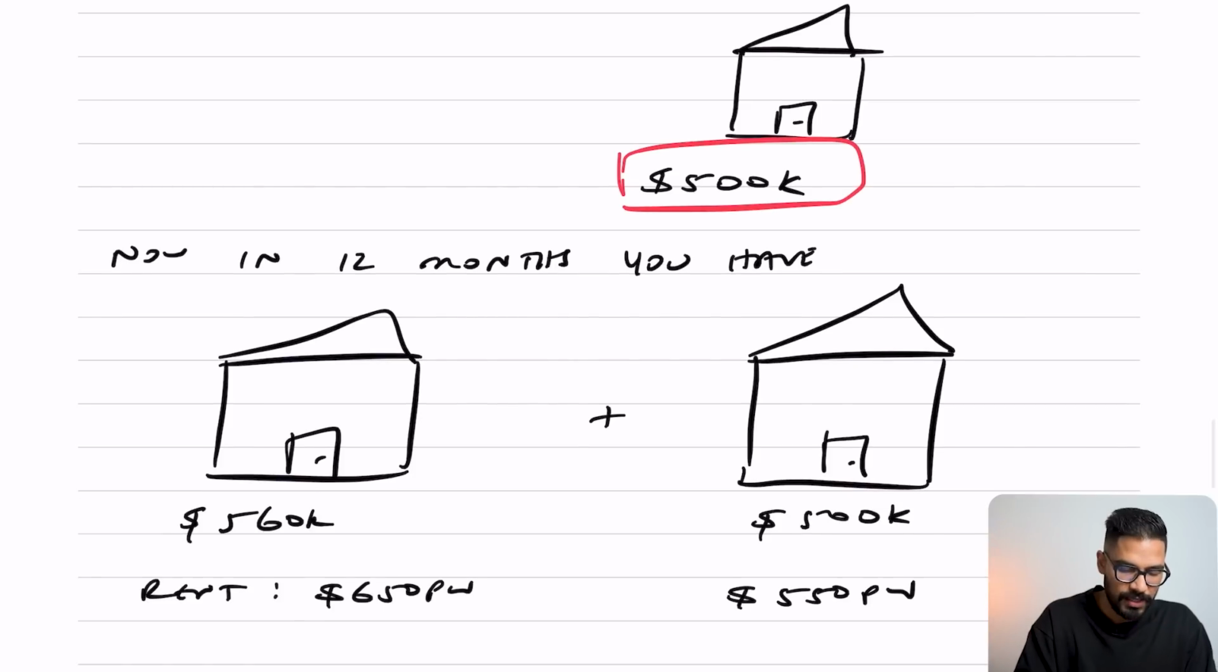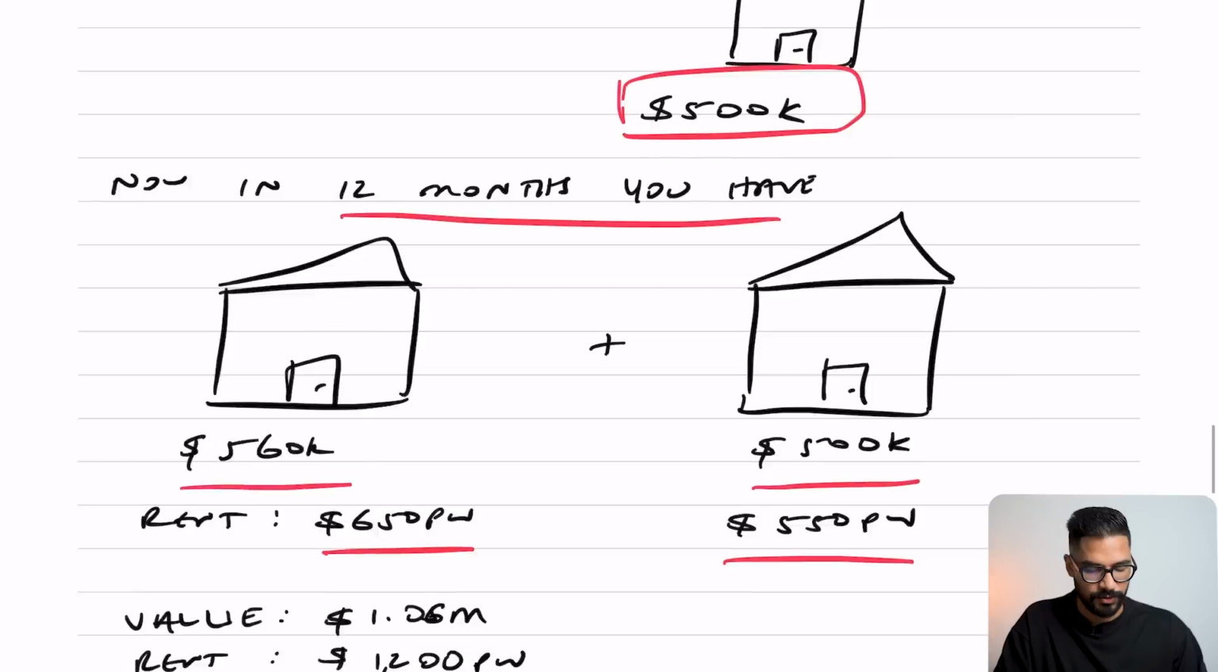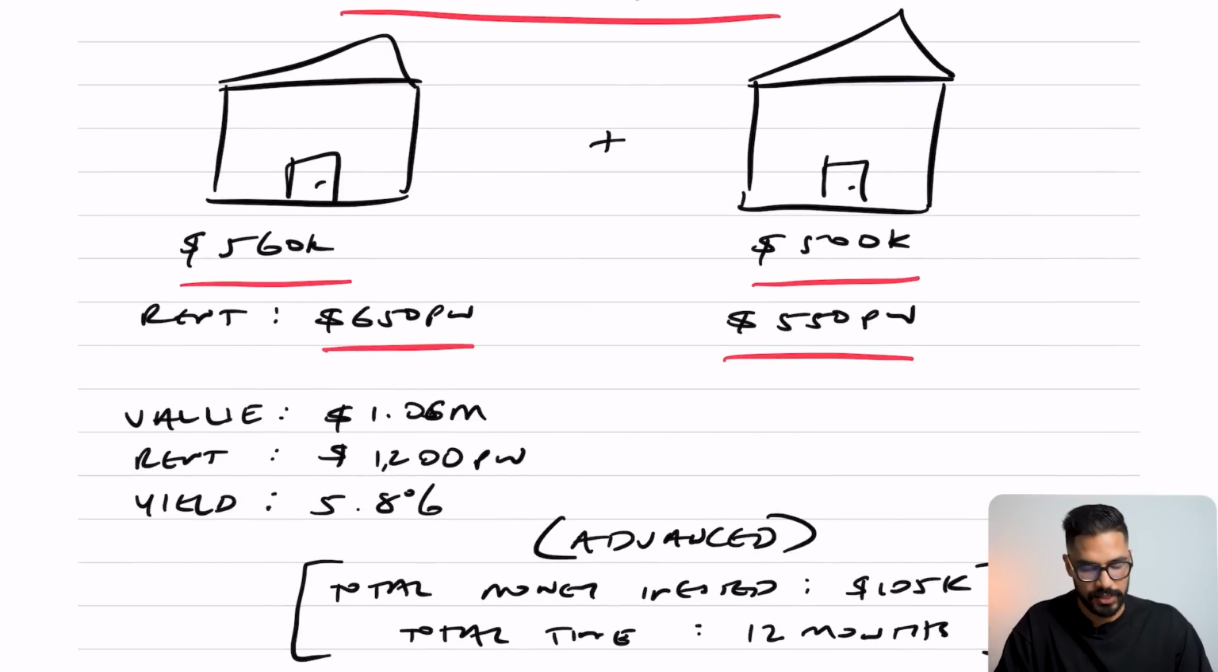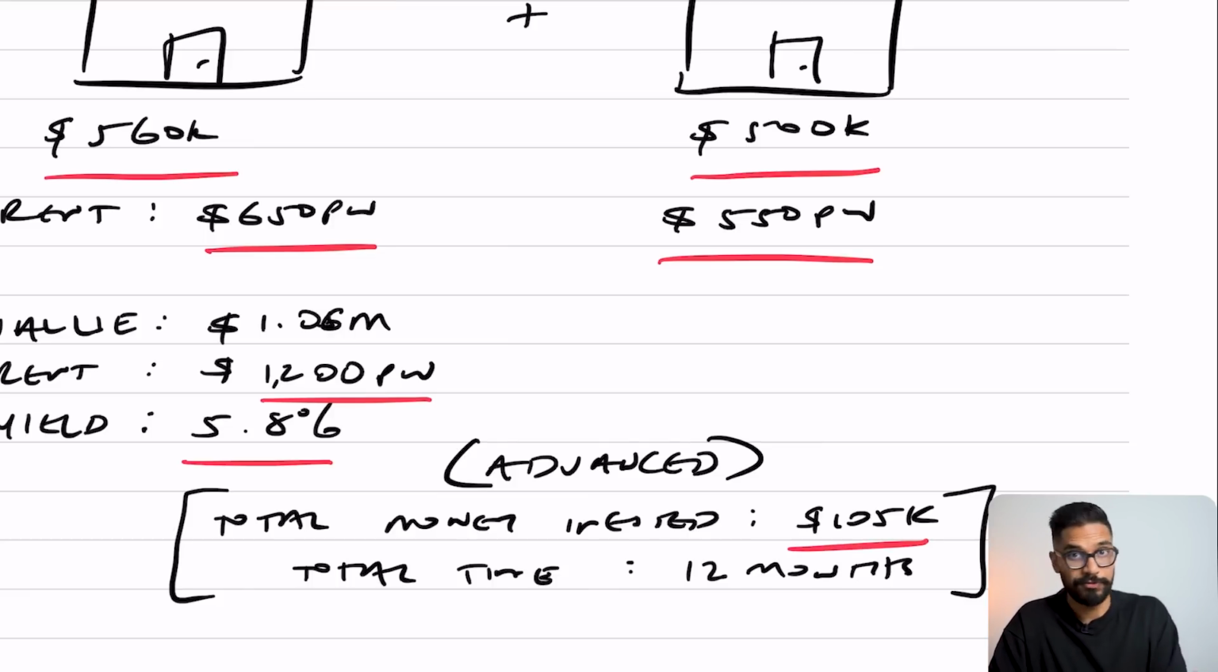So in this example, in 12 months, you have one property, which is now worth 560K. You've got a second property, which you've bought for 500K, but you'll notice the difference here in rents. Rent is $650 per week on the first property and $550 per week on the second property. So in this case, the value of our portfolio is $1.06 million in 12 months, and you'll be getting $1,200 worth of rent, which is 5.8%. The total money required in this example was $105,000. And the total time it took to build this portfolio of over $1 million in property is just 12 months.